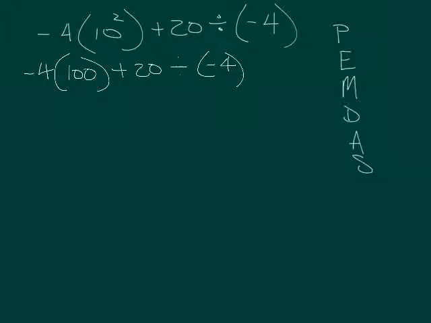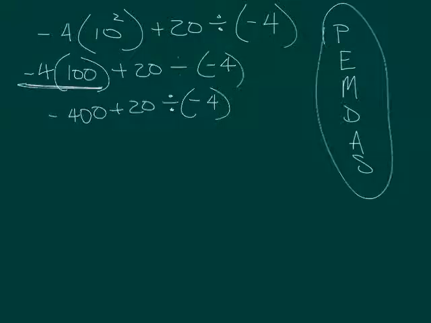Next step we're going to do is multiplication. Well, there's a multiplication right there. So negative 400 plus 20 divided by negative 4. And this is what gets some people into trouble. They will do this, negative 400 plus 20, first. But what does our PEMDAS say over here? It says that after we do the multiplication, we do the division. The addition doesn't happen until after we do the division.